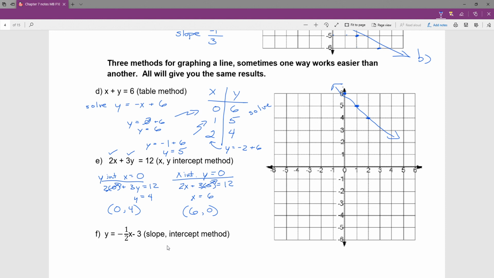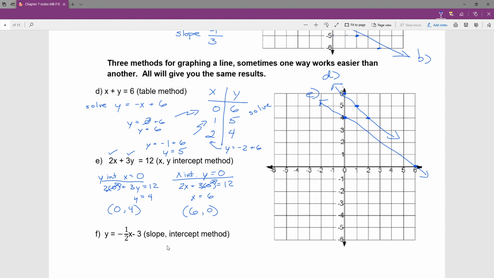In this one, if I put these on the graph, I'd have 0 and 4 as my y-intercept and 6 and 0 as my x-intercept. And I try really hard to hit both these dots. Ooh, not too bad. So that was D, that's E. Let's do the last one.